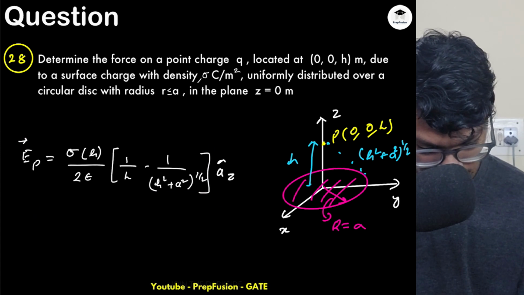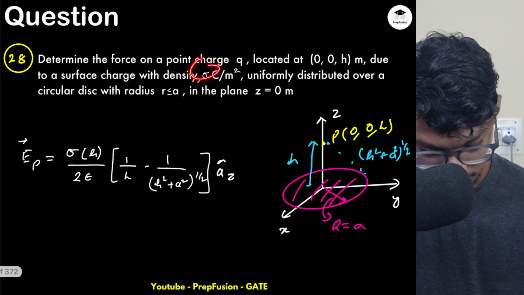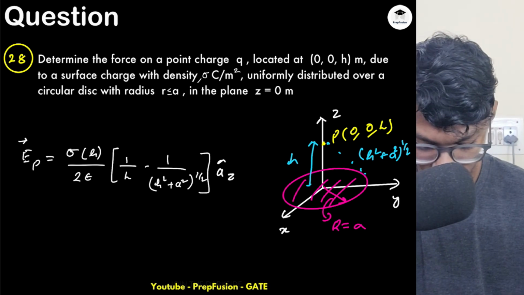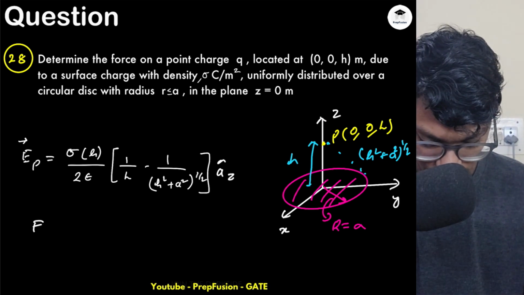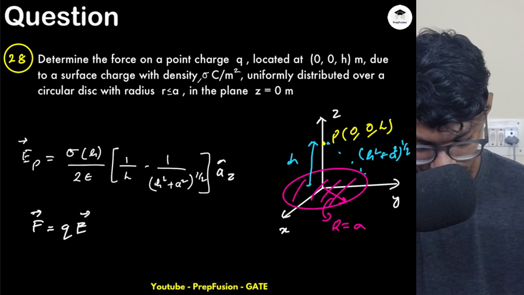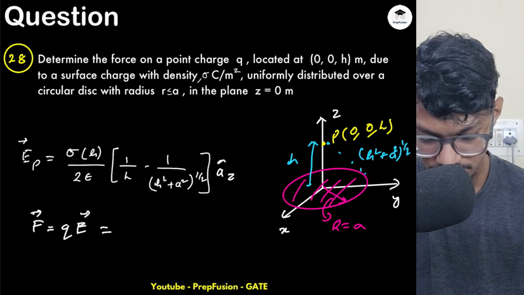This is a positive charge density. They haven't mentioned it, we'll assume this as positive only, so this will be in the plus az cap direction. Now what about the force? What is force? Force is basically q into e, right? Simply I just have to multiply a q, and that's it. That will be my solution.